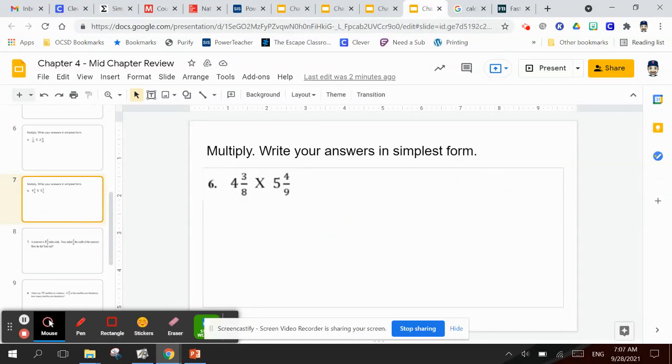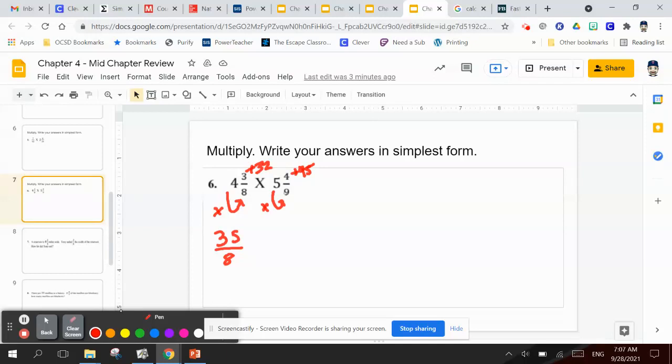Number 6, you have 2 improper fractions that we have to create before we can multiply. So I have 4 times 8, which is 32. 32 plus 3 is 35 eighths. I do the same thing over here. 5 times 9 is 45, plus 4 is 49. My denominator in this fraction is 9.